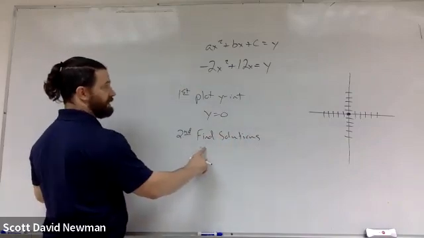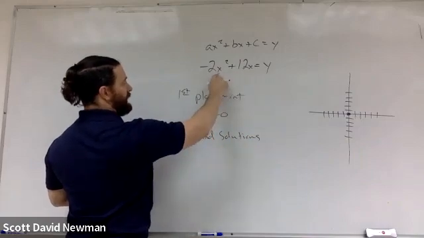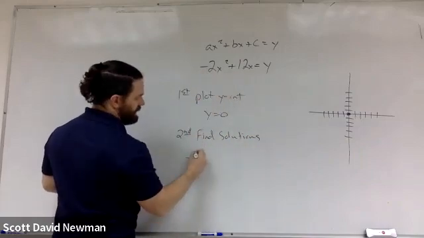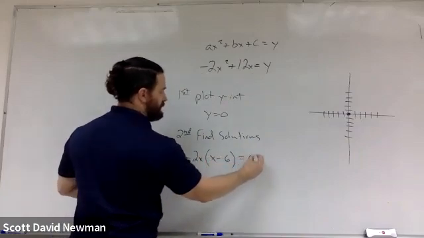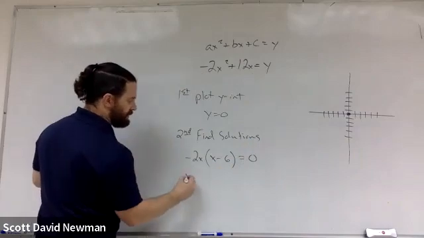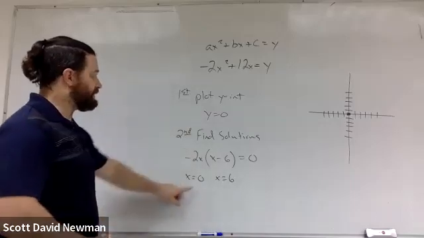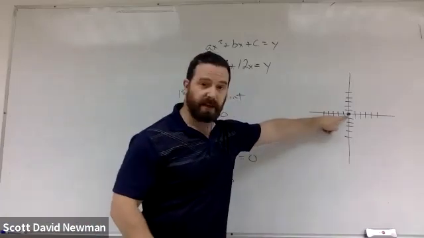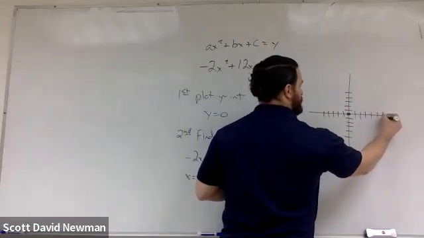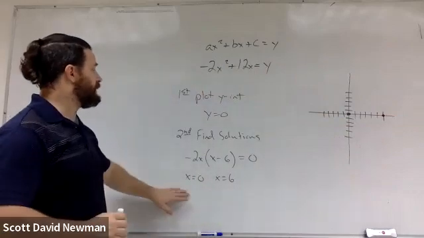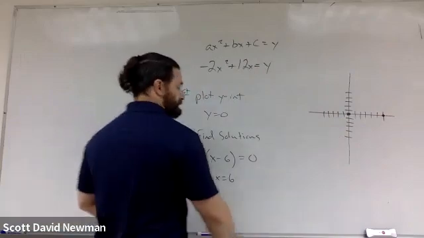So to find the solutions to my equation here, for this type of equation, I can simply factor out a 2 and an x. I'll take out the negative also. So if I take out a negative 2x, I'll be left with x minus 6 equal to 0. So this is going to give me solutions of x equals 0 and x equals positive 6. 0 has already been plotted on my x-axis. So now I just need to plot the 6. All right, so we have our y-intercept, we have our solutions. Now let's go ahead and find the vertex.